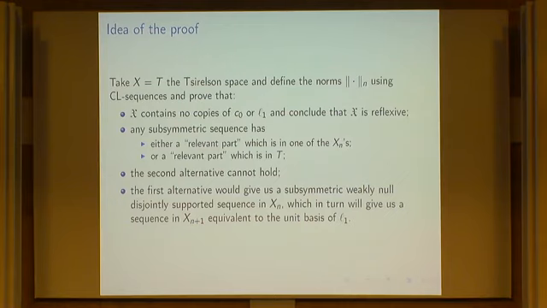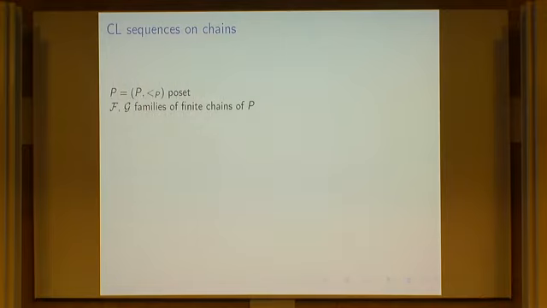Yes, this is the idea of the proof, which links the existence of these families with the existence of a Banach space of density, where the density will be the cardinality of the index set, right? With no subsymmetric sequences. So let us go to what these CL sequences are.